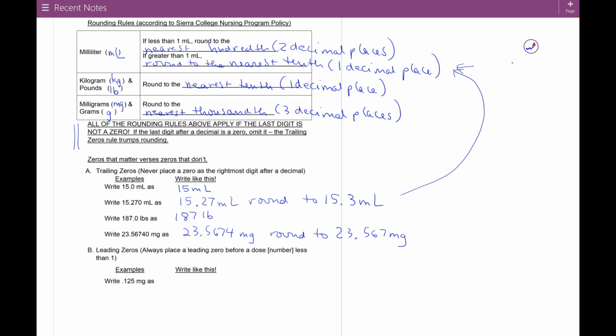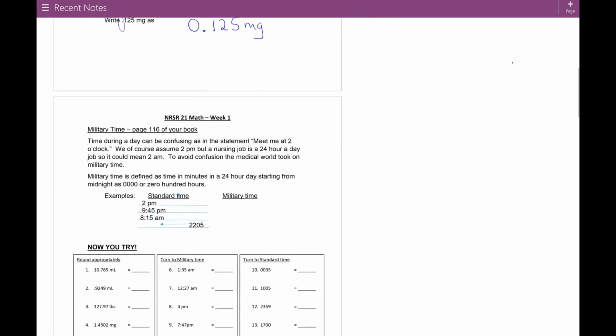Leading zero is a lot simpler. Always put a 0 to the left of the decimal if there's no number there. So it's like a placeholder that says a decimal place is coming. It would be so easy to miss this tiny decimal point and think it was 125 milligrams, which is 1,000 times as much. So these leading zeros are really, really, really important.